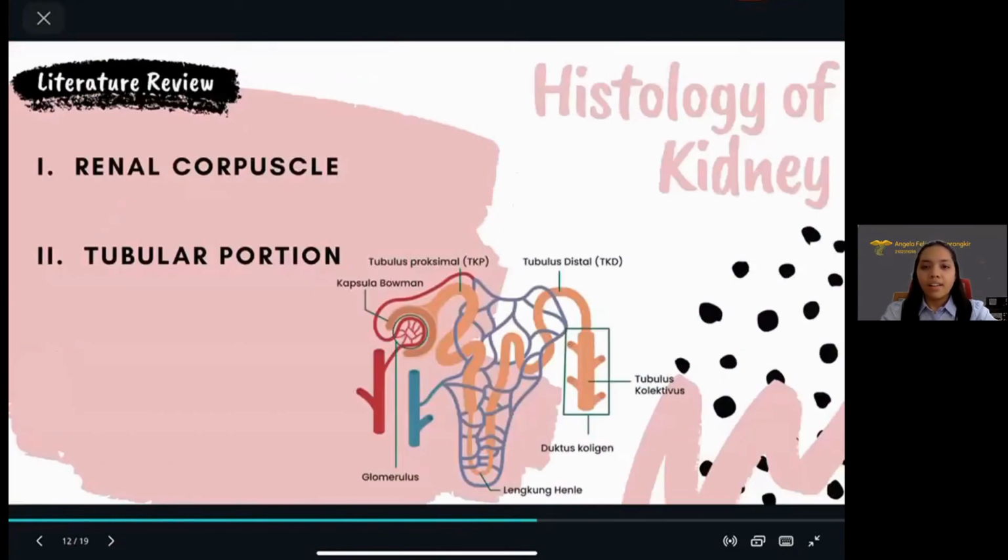Okay, there are around 1 million functional units in each kidney called nephrons. Nephrons are composed of simple single-layered epithelium along their lengths and can be divided into 2 big parts called the renal corpuscle and the tubular portion. Next slide, please.